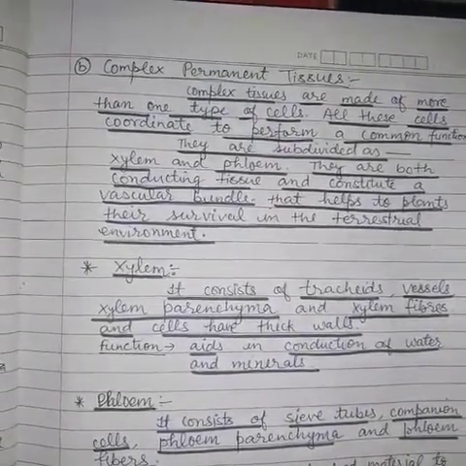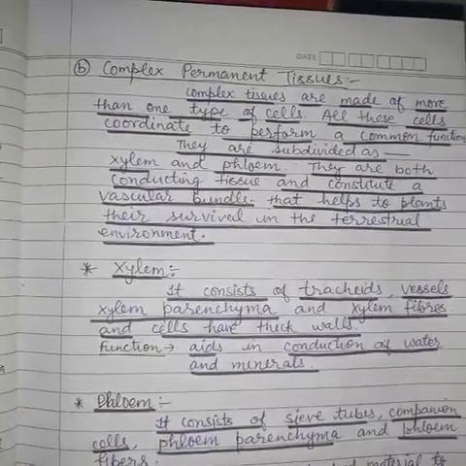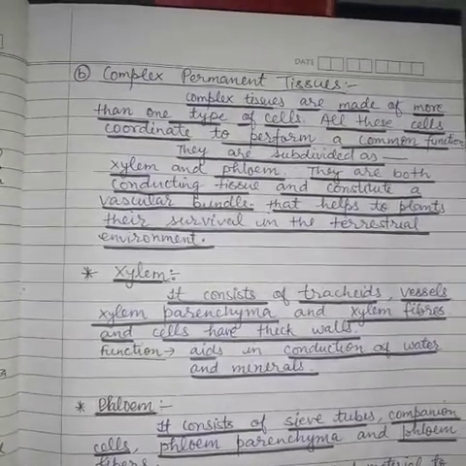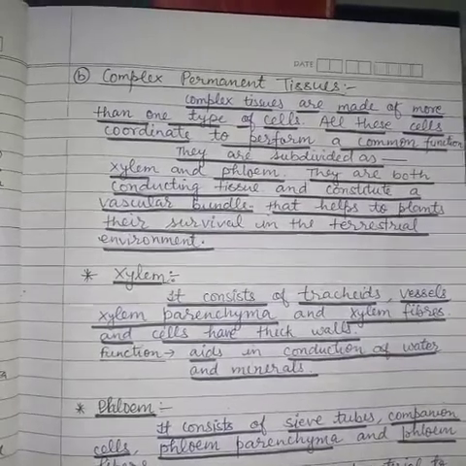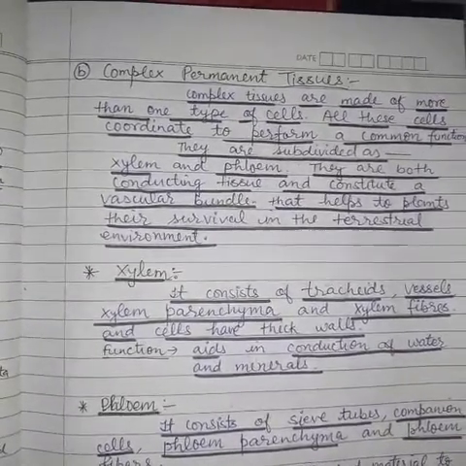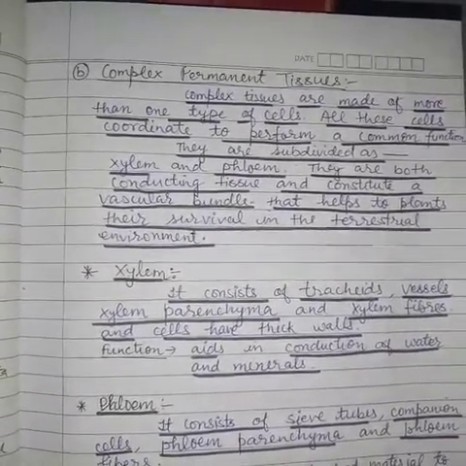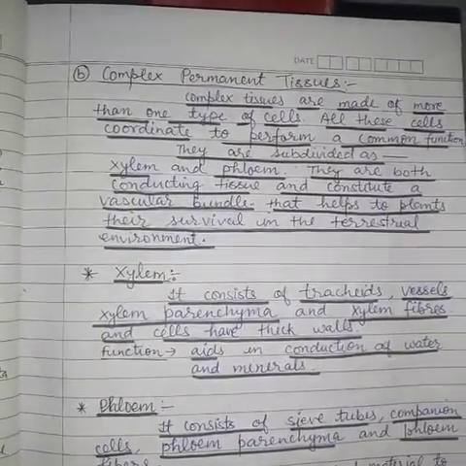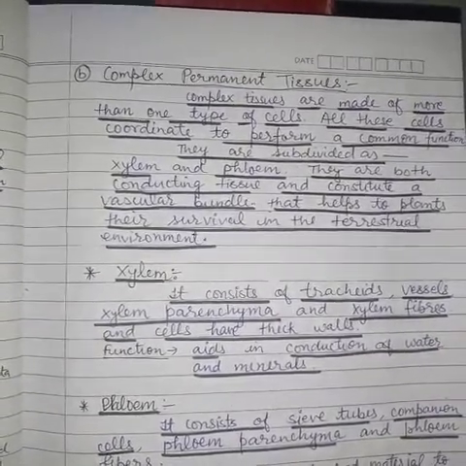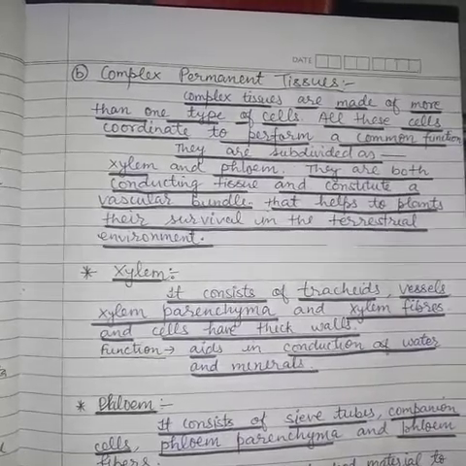Xylem transports the water from the root to all parts of the plant body, and phloem transports the food material that is made by the process of photosynthesis in the leaf with the help of chlorophyll to all parts of the plant body.